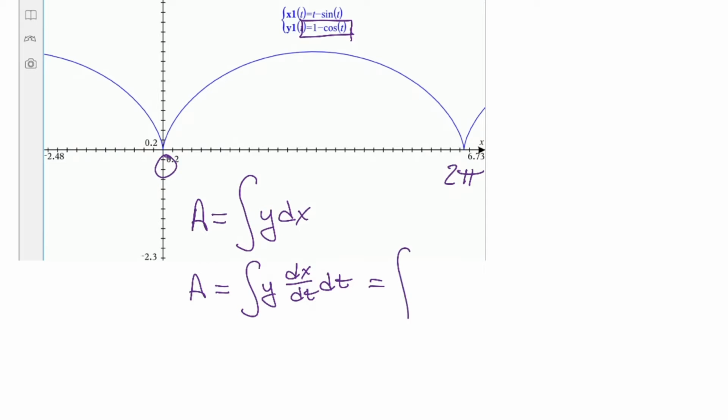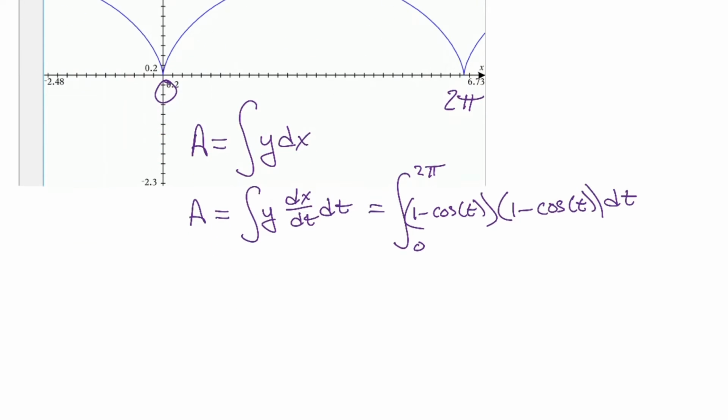So in this case, it's going to be the integral from 0 to 2 pi of y, which is 1 minus cosine of t, times the derivative of x. The derivative of x is also 1 minus cosine of t, and that's dt. Okay, so we just have to multiply through. This is going to equal the integral from 0 to 2 pi of 1 minus 2 cosine of t plus cosine squared of t.